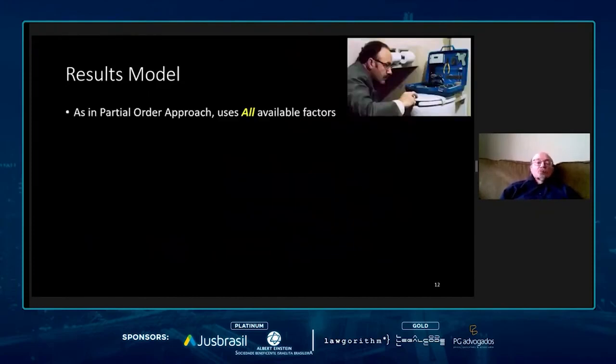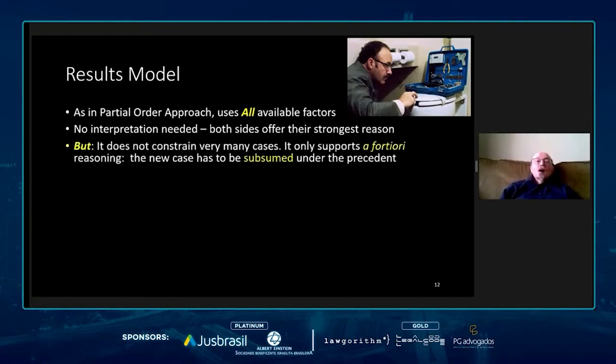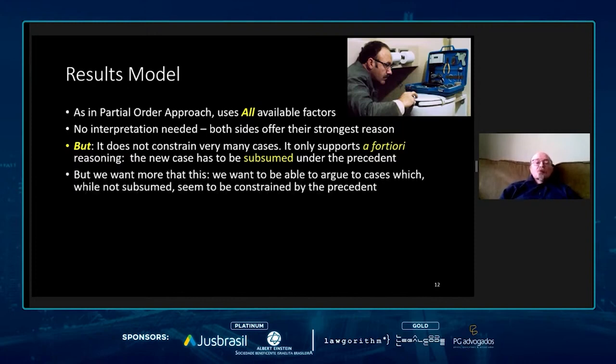The result model uses all available factors. No interpretation is needed. Both sides offer their strongest reason. But, unfortunately, it does not in fact constrain many cases. It only supports a case being constrained if it is subsumed under the precedent. But we want more than this. We want to be able to argue for cases which, while not subsumed, are constrained by the precedent.